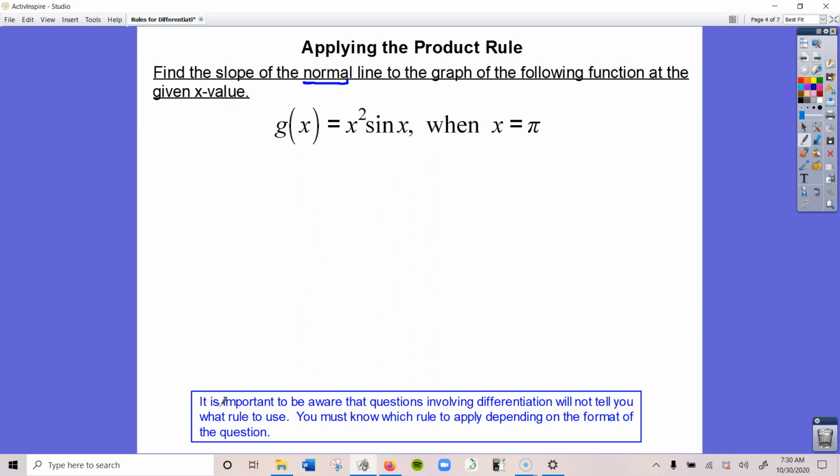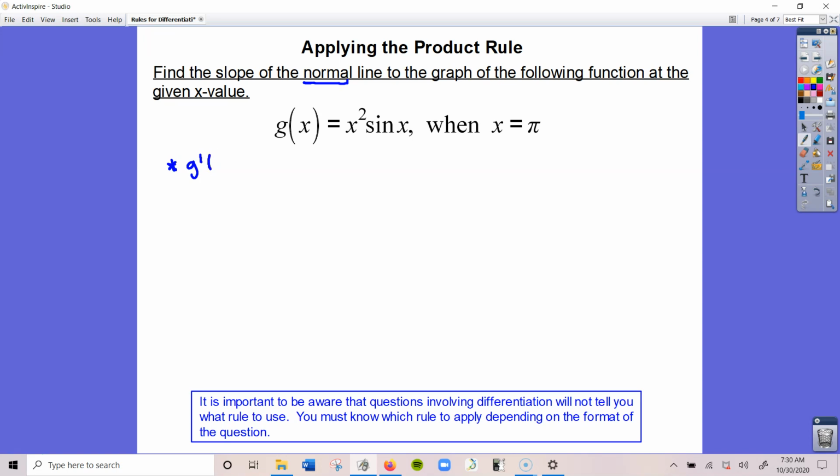Now I put down here in blue, it is important to be aware that questions involving differentiation will not tell you what rule to use. You must know which rule to apply depending on the format of the question. So when I see a question like this, you have to notice, okay, this is a product. I'm going to have to apply the product rule. So let's go ahead and do that.